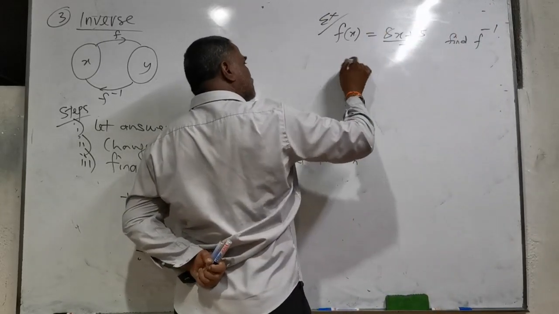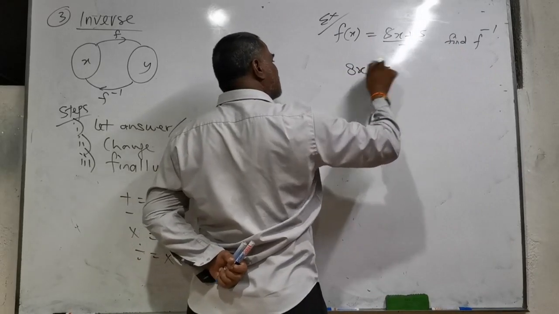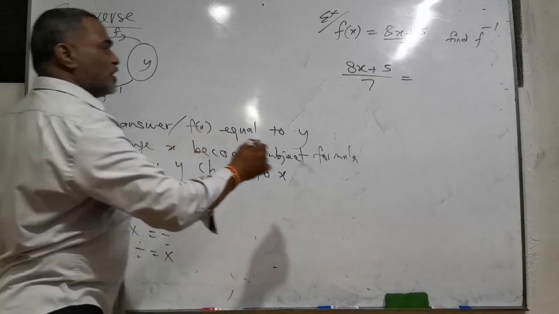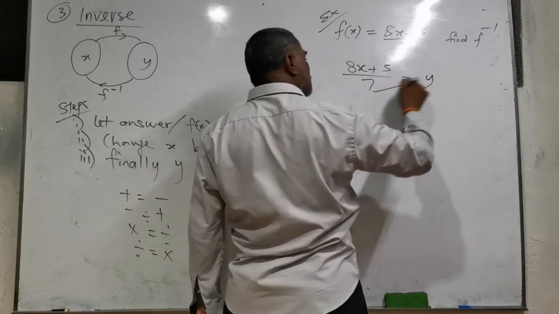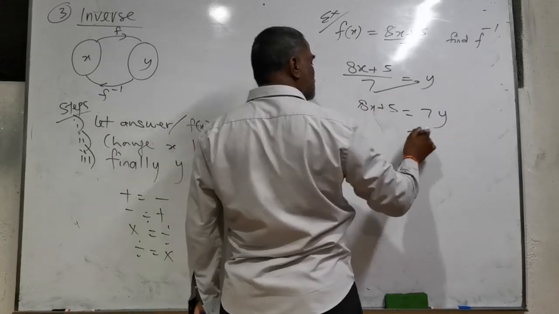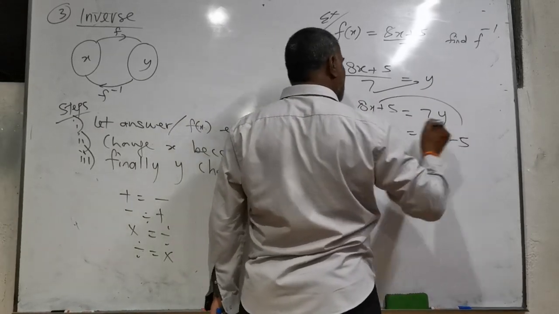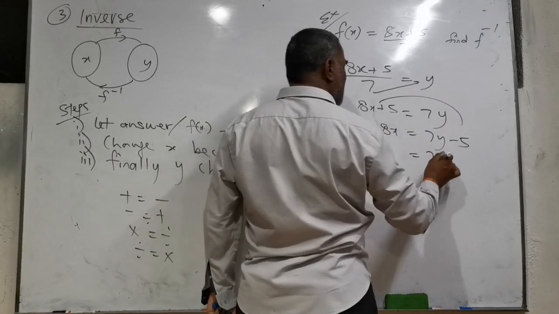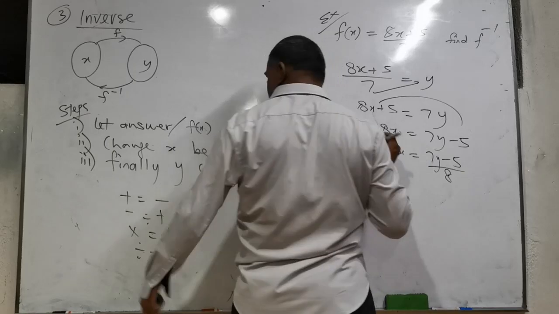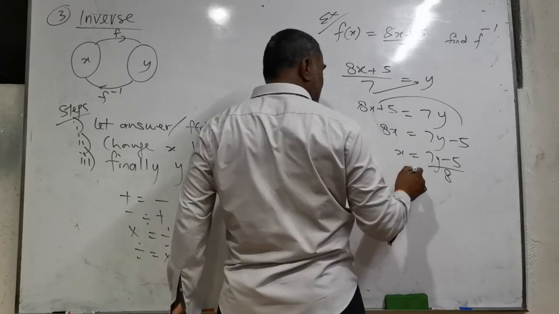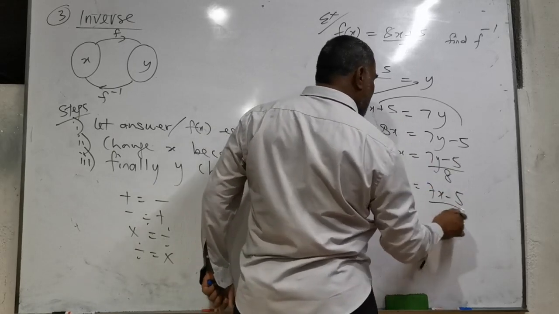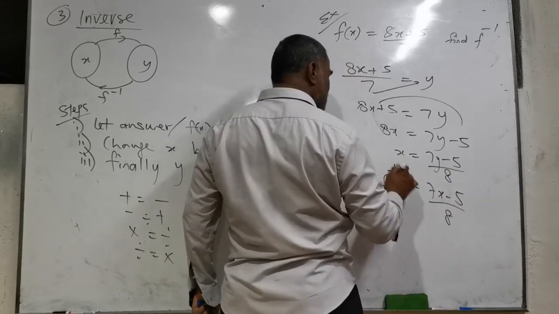So what are we supposed to do now? You take this function, (8x plus 5) over 7. Just now I said let the answer f(x) equal y. You put a y here. You change x to become the subject of the formula. Bring multiplication, 7y minus 5 equals 8x. So x equals (7y minus 5) over 8. Finally I told you that y changes to x. So (7x minus 5) over 8. This is called the inverse function of f.